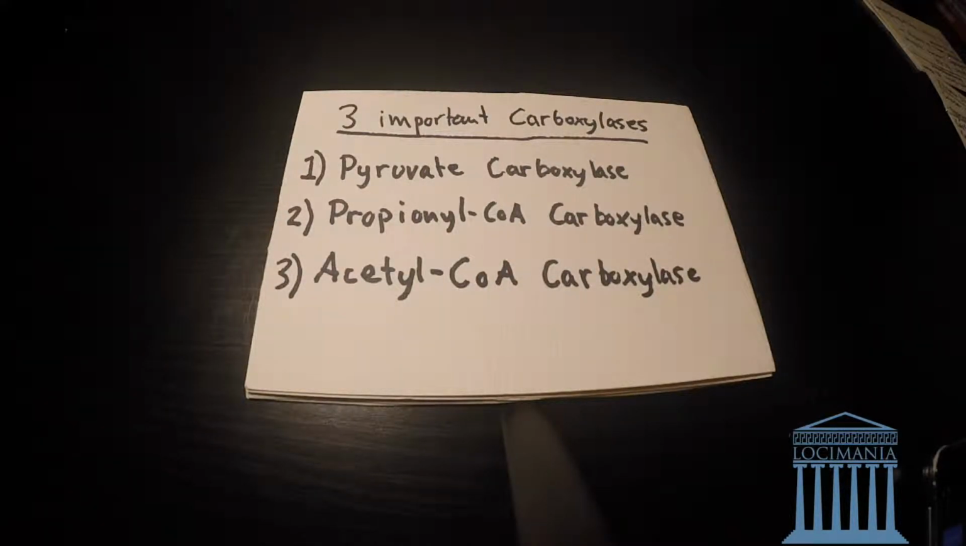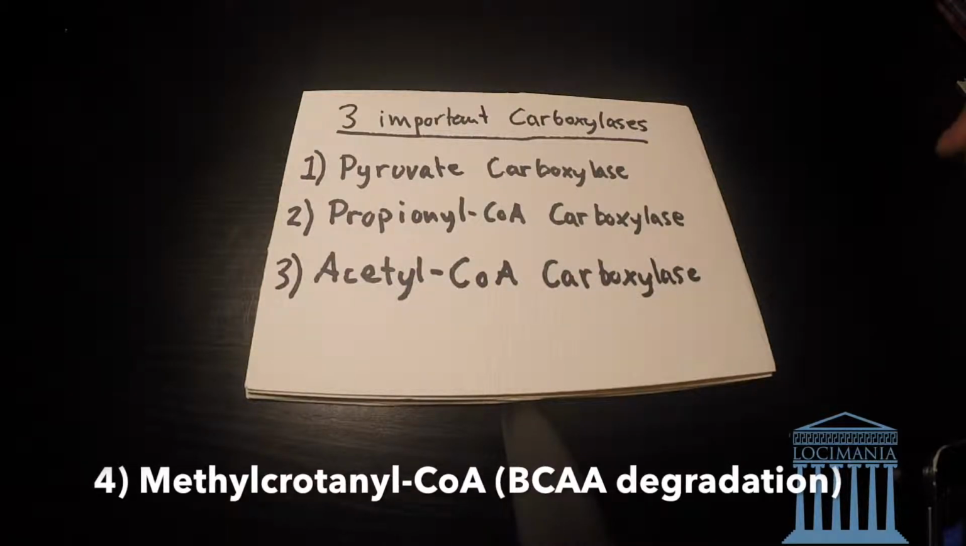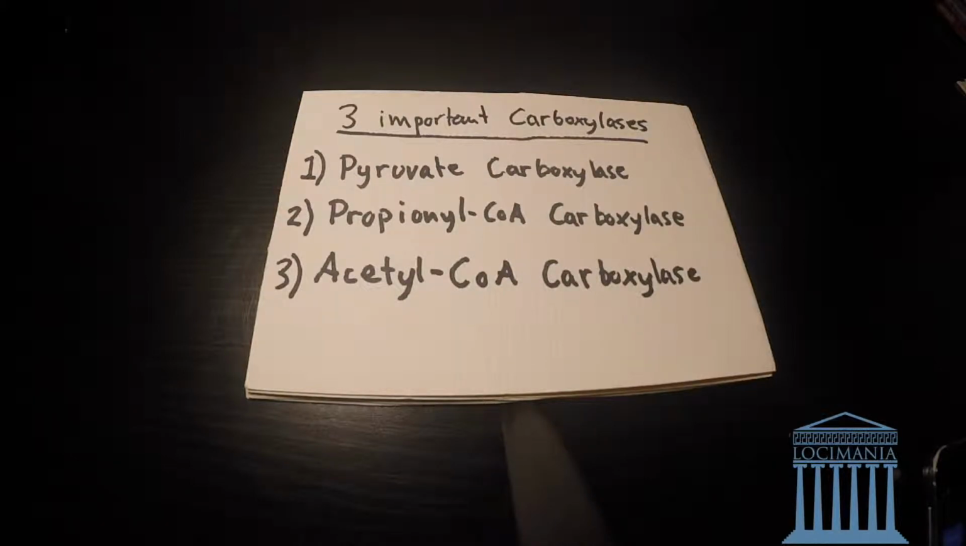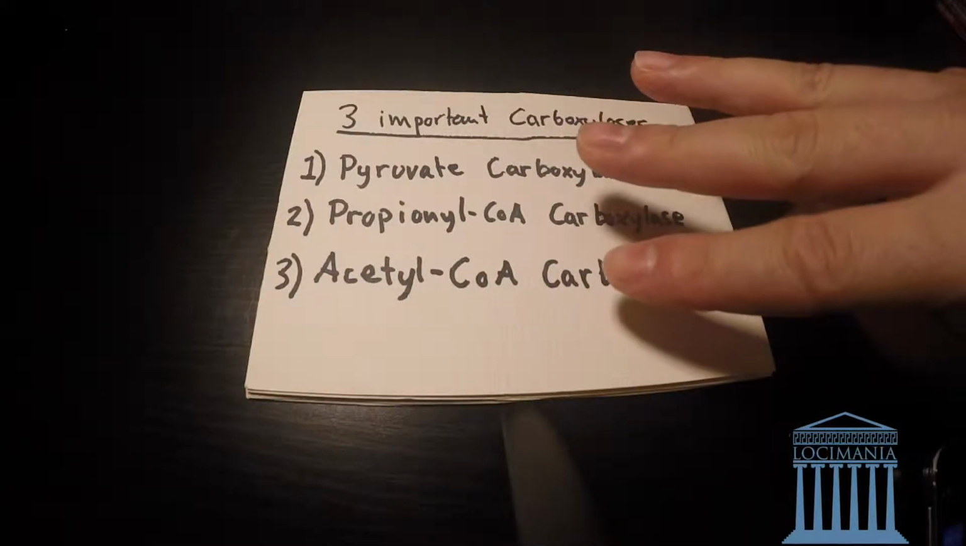Today we're going to speak about the three important carboxylases. The first one is pyruvate carboxylase, the second one is Propionyl-CoA carboxylase, and the third one is Acetyl-CoA carboxylase. We have a fourth one as well, but I'm not going to mention it right now. These are the ones that you have to know by heart: pyruvate, Propionyl-CoA, and Acetyl-CoA carboxylase. I'm going to go through exactly where they are in the cell and their functions.